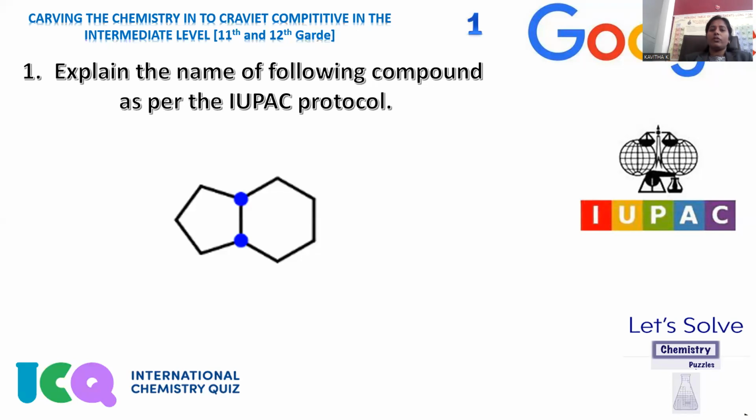Explain the name of the following compound as per the IUPAC protocol. IUPAC stands for International Union of Pure and Applied Chemistry. Here is the compound. Again, it is a kind of bicyclic ring. One is a 6-membered ring, another a 5-membered ring. Both got fused. This system is said to be a fused ring system, right? As per IUPAC, how can we assign the name for the compound?